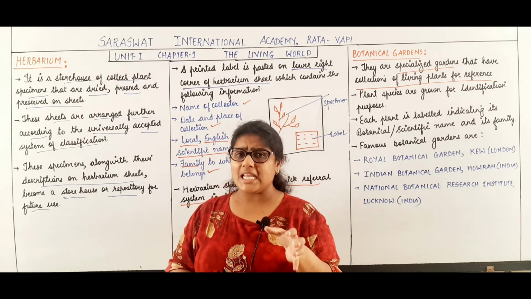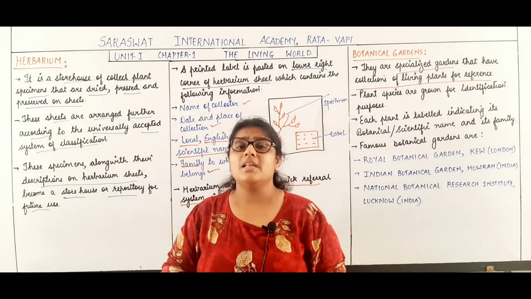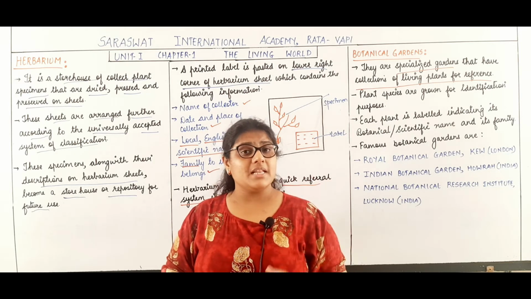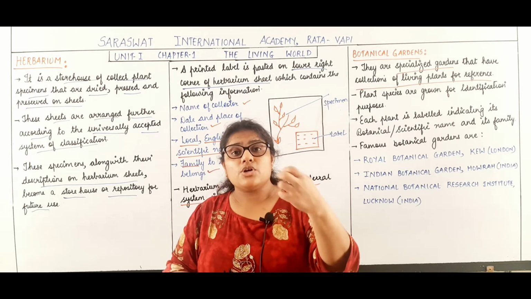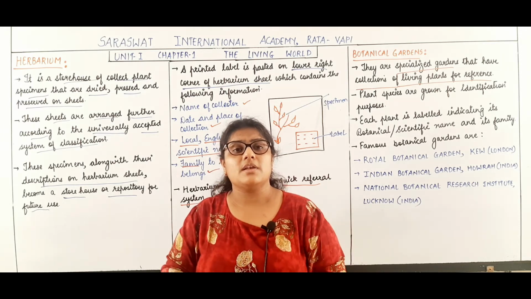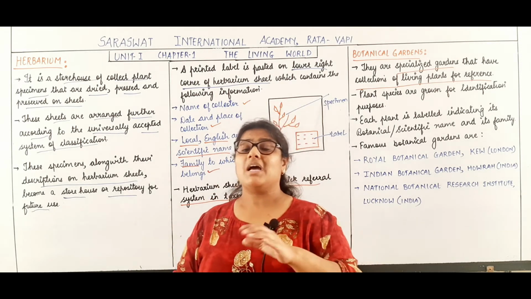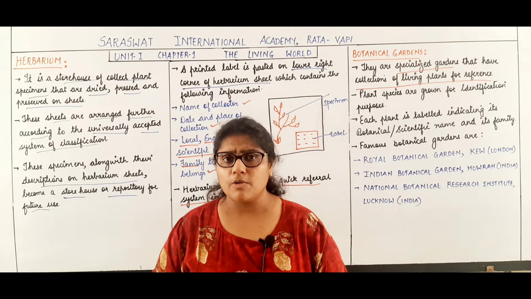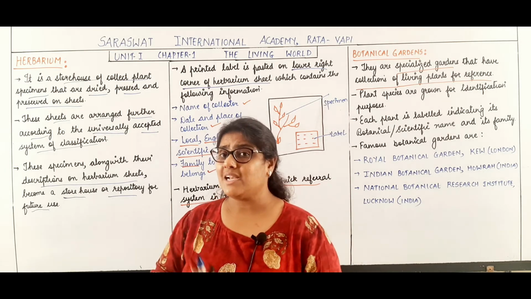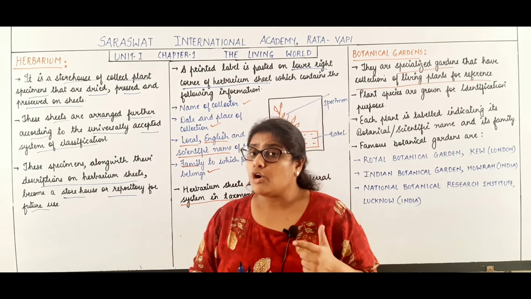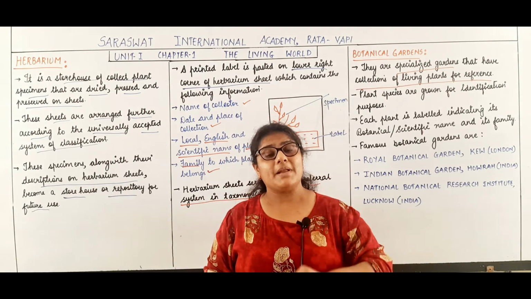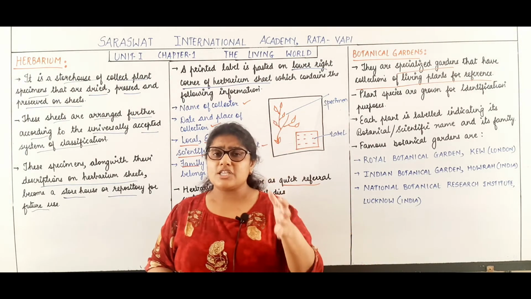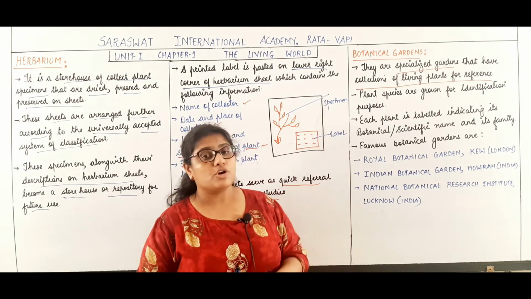Now students, mainly those plants which are economically important and plants which are of medicinal importance, as well as the plants which are exotic, which are not native to a particular region, will be collected and grown in the botanical garden. Which plants are normally grown? The plants which have medicinal use, the plants which are economically important, and the exotic plants. Exotic plants are the plants which are not native to any particular region. So, such plants will be collected and grown in the botanical garden.